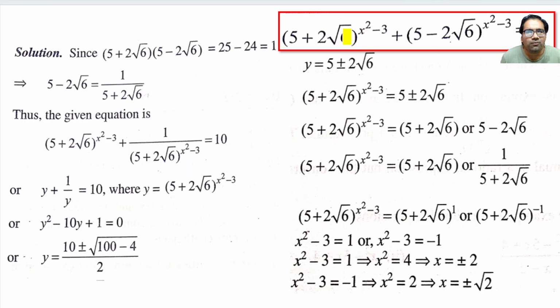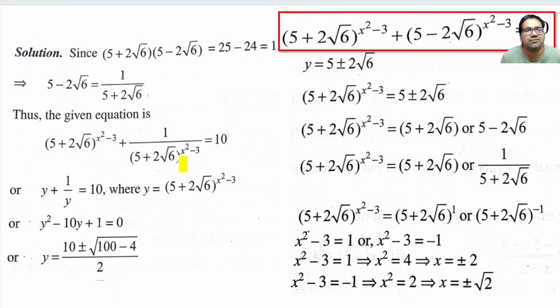Now what we do, because we can express one in terms of the other, 5 minus 2 root 6 we write as 1 by 5 plus 2 root 6. Let us put it that way. This 5 minus 2 root 6 we replace with 1 by 5 plus 2 root 6. Then this expression will become (5 plus 2 root 6) whole power x square minus 3, plus 1 by (5 plus 2 root 6) whole power x square minus 3. This entire part, let us call it y. Then this expression becomes y plus 1 by y equals 10.